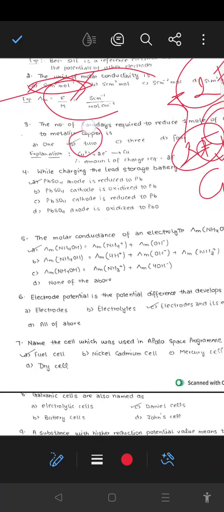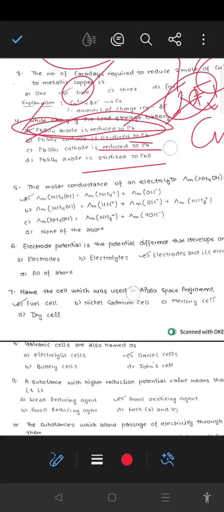Okay. Next, while charging the lead storage battery, lead sulfate anode is reduced to lead. Lead sulfate cathode is oxidized to lead. Lead sulfate cathode is reduced to lead. Lead sulfate anode is oxidized to lead. So the right answer: lead sulfate anode is reduced to lead.